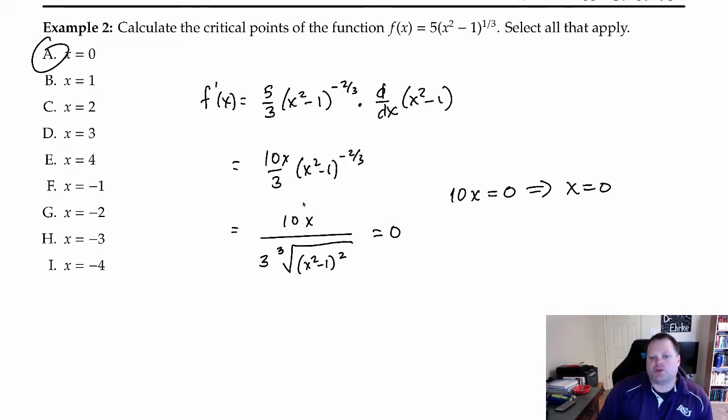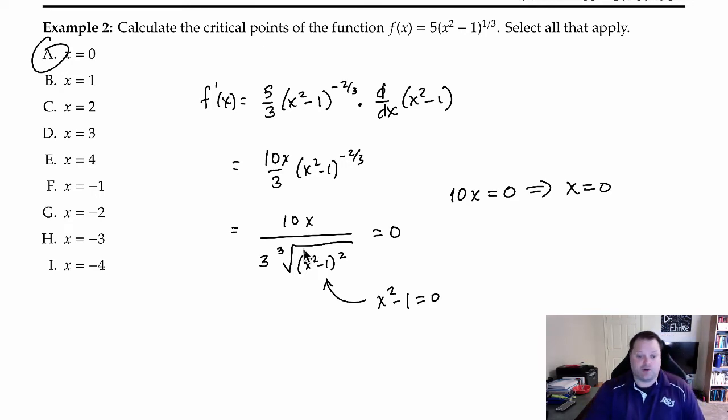But remember, the definition of a critical point says it's any place where the derivative is 0 or undefined. So if I look here at the denominator, x squared minus 1, when it's equal to 0, the denominator will be 0, which means that the derivative will be undefined there. And x squared minus 1 is equal to 0 anytime x is plus or minus 1. So we have two more critical points to consider, b and f. So hopefully you got all three of those.